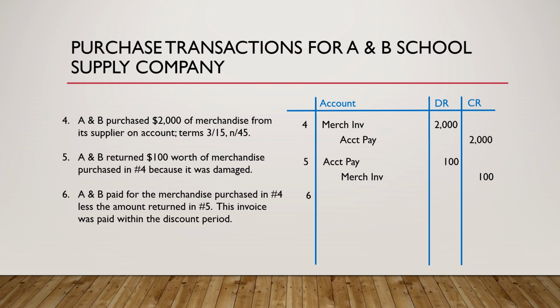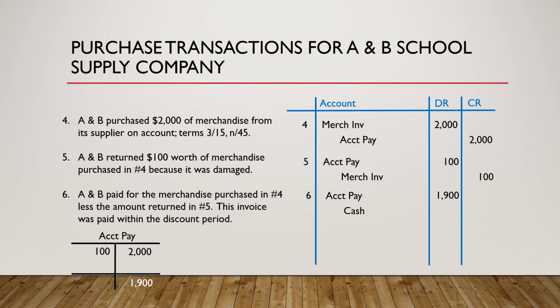Transaction 6. A and B paid for the merchandise purchased in number 4 less the amount returned in number 5. This invoice was paid within the discount period. Debit accounts payable and credit cash, just as you would any other payment on account. We're paying off the amount we owe as indicated by our balance in accounts payable, $1,900.